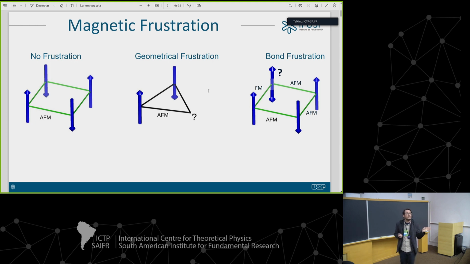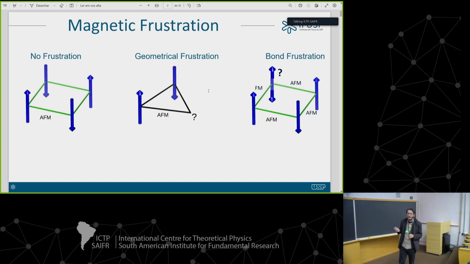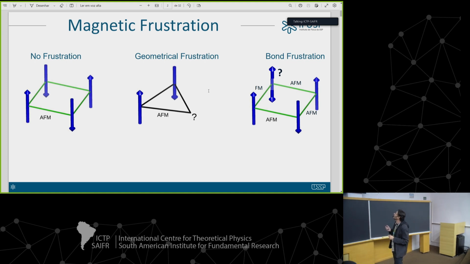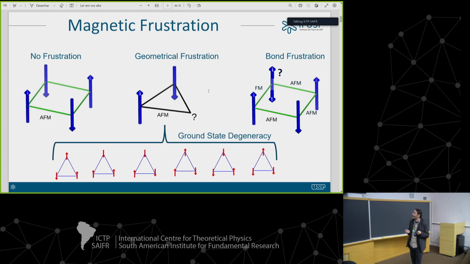We should differentiate this in principle from the other case of magnetic frustration where you have disorder included. Here I'm showing this example where you have a mixture of different kinds of magnetic interactions present. Whenever you have geometrical frustration, you have this ground state degeneracy. So for example, for an equilateral triangle, we have 6 non-equivalent spin configurations, but all of them with the same energy.